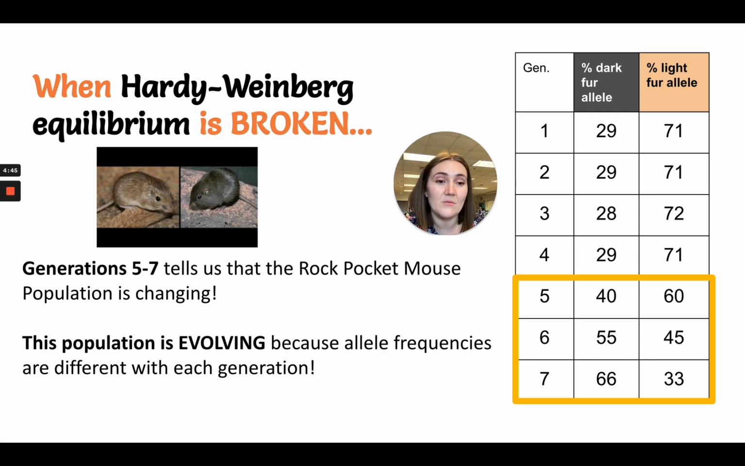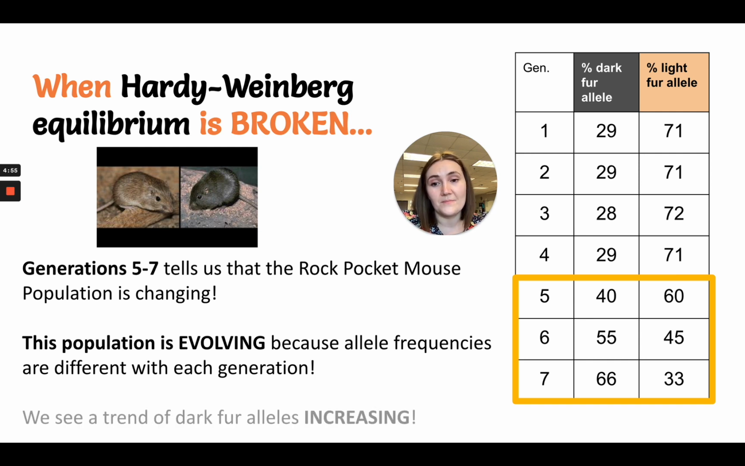And as you can see with 5, 6, and 7, we're starting to see a trend here, but they're different with each generation. So that tells us something is evolving that's causing this population to change. So our trend here, we're starting to see more and more dark fur alleles starting to increase. The percentage of light fur alleles is actually going down. It's decreasing.